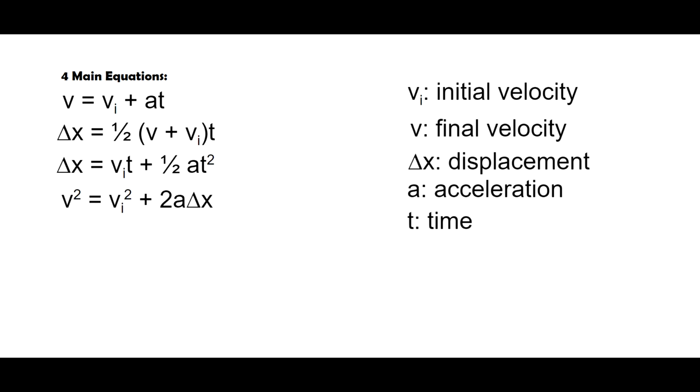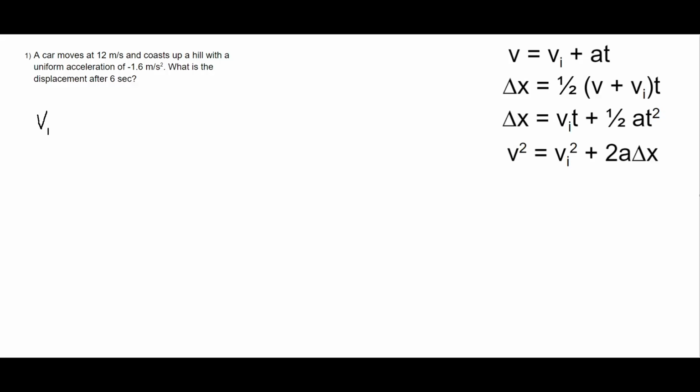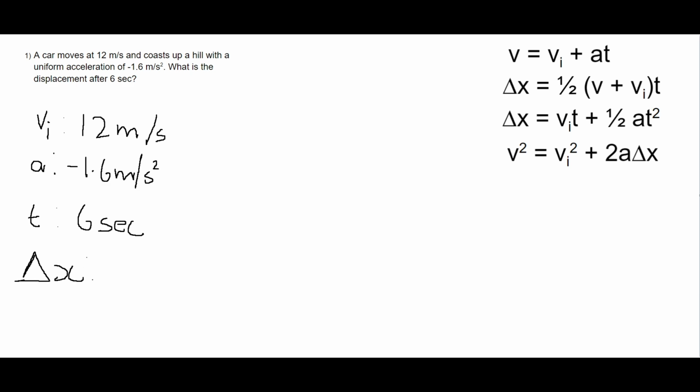So let's try a couple of word problems. So for this one here, let's list all the known variables first. And then let's try to find the equation where we can input the given variables, which are initial velocity, acceleration, and time, and find the needed variable, which is displacement. In this case, it would be the third equation. So we plug in all the variables and solve for x.